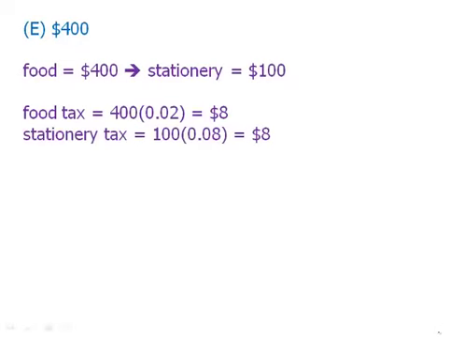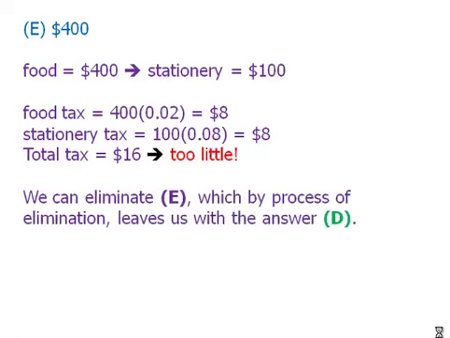8% of 100, of course, is $8, and that would give us a total of $16 in tax, which is too little. So A, B, and C are too big. E is too little as far as the amount of tax, and so that leaves the only right answer. The only possible answer would be D. So after 2 choices, we are done. We know that D has to be the answer.